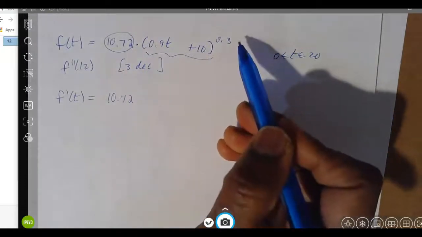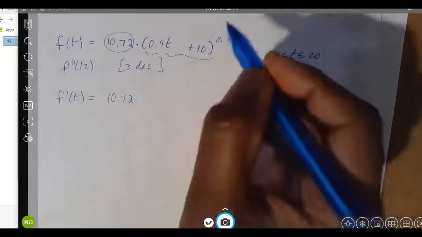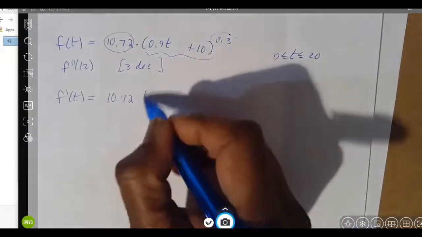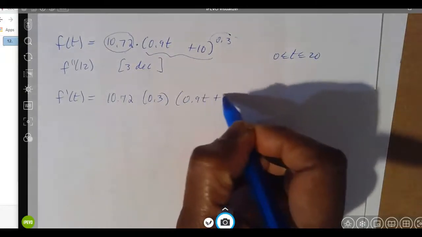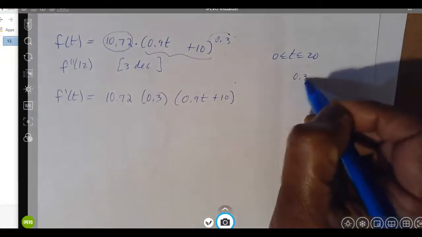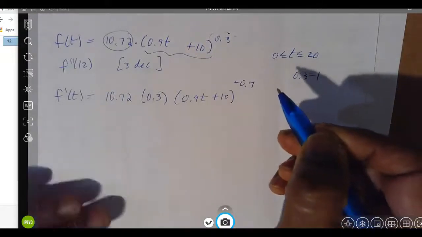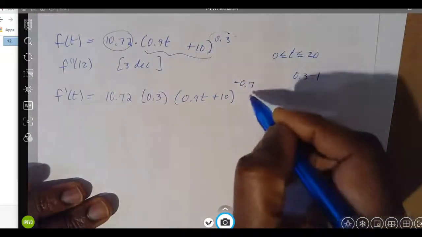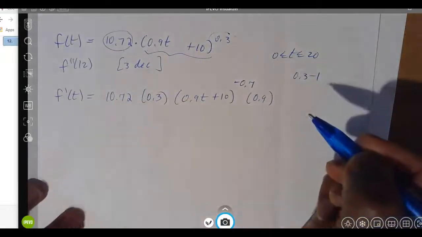So we need to use the chain rule here because you have an outer function and an inner function. So we're going to bring that 0.3 down and then keep the inside as it is, raised to the power 0.3 minus 1, that's negative 0.7. And then the chain rule kicks in. You go inside, take the derivative of the inside, you just get 0.9.